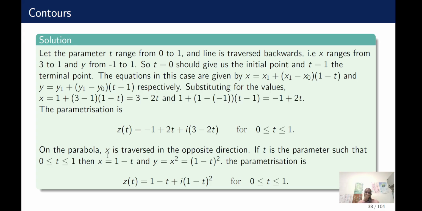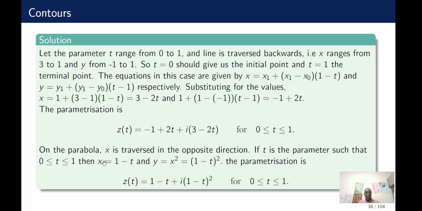Now, on the parabola, the part which was red in our curve, x is traversed in the opposite direction. It's going backwards. So if t is the parameter, we want it to be between 0 and 1. When t is equal to 0, we should be at 1. So we use this 1 minus t. And y is given by x squared. So the x that we have, which is going back, when t is equal to 0, you will be at 1. When t is equal to 1, you will be at 0.